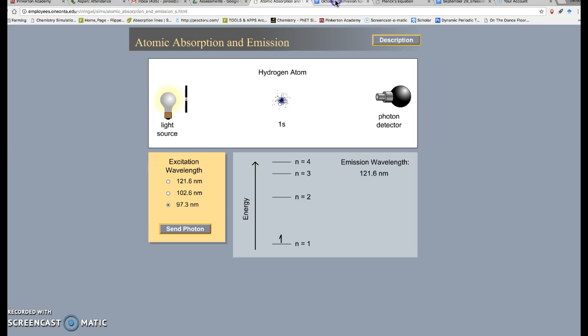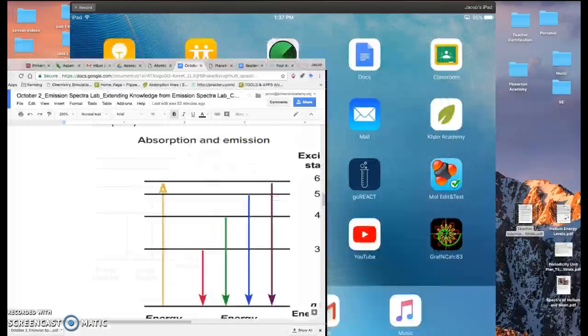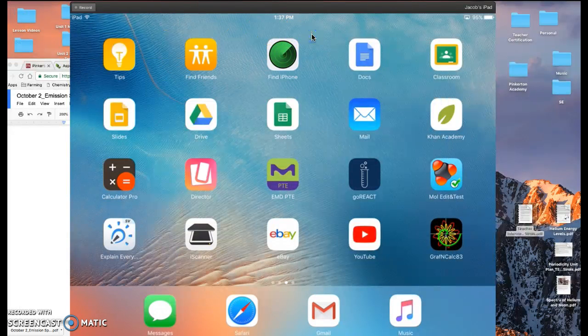So here's what happens in a real atom. If I hit a hydrogen atom with light energy, it will absorb it. An electron will get boosted, for example, from n equals 2 to n equals 3, fall back down, and emit light energy. So let me show you in this format, just so I can write on it.